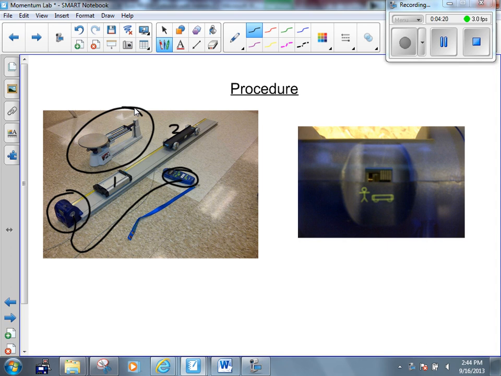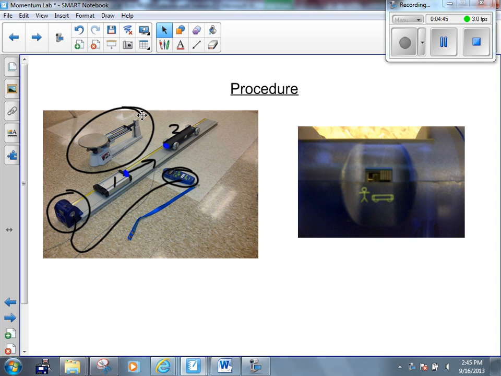So you do one trial: you send cart number one down towards cart number two at a certain velocity. It's going to hit and collide with cart number two. They're going to stick together because you have two pieces of sticky tack, one right here and one right here. They stick together and go off as one object. You're going to measure VI and you're going to measure VF.